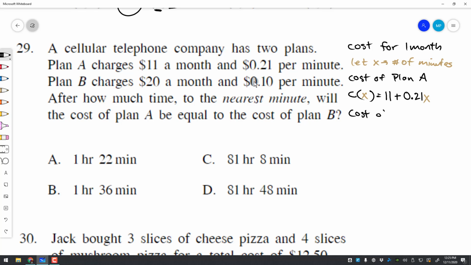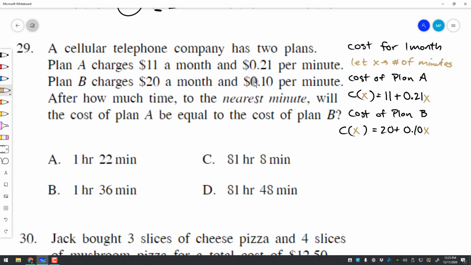Let's also do the cost of Plan B. So cost here as a function of the number of minutes x. For B, it's $20 flat fee plus 10 cents per minute. Okay, so we've come up with two equations that represent the cost for the number of minutes. I guess I'll do that in green.